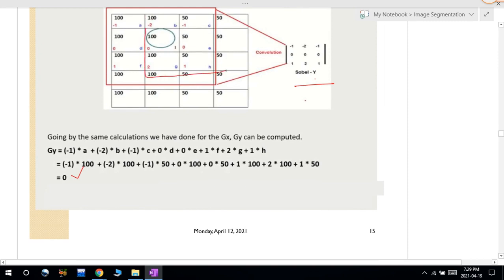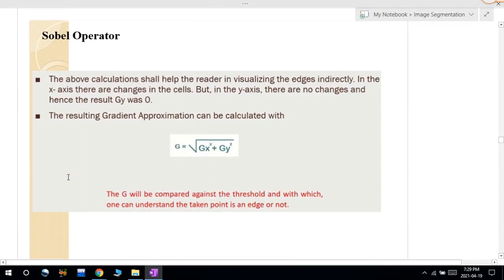I will again move to the next three. After completion of this one, again I will move down. Like this I will do the process. So for only one part I will find out both gx and gy, and once those gx and gy values are found, I will find the magnitude. So what is the magnitude formula? Square root of gx square plus gy square.